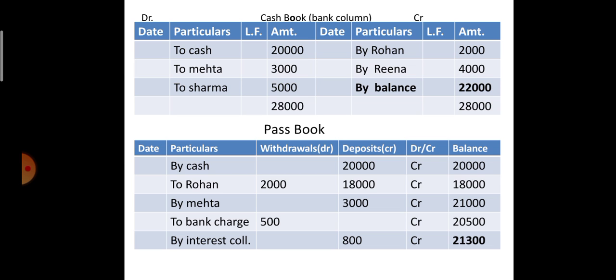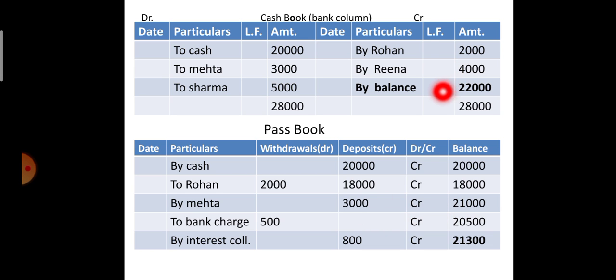In total there are 4 reasons. One, the check issued to Rina is not recorded in the passbook, because of which there will be a difference in both the balances. Similarly, the check of Sharma deposited is recorded in the cash book but not in the passbook, which will also cause a difference in the balances. Similarly, bank charges and interest collected. So 4 items are there.